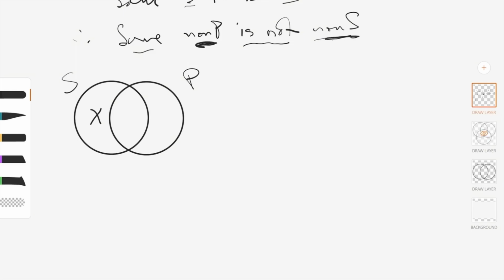So think about what's the region outside of P. It's just everything outside of P. So there's at least one thing outside of P. So yes, we have at least one thing outside of P. And so is this X that represents the one thing outside of P, is it or is it not outside S? Well, it's inside S, so it's not outside S. So the X in the diagram does accurately represent some non-P is not non-S. So this diagram shows that this inference is valid.